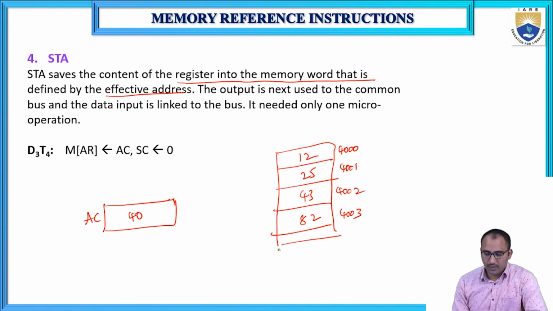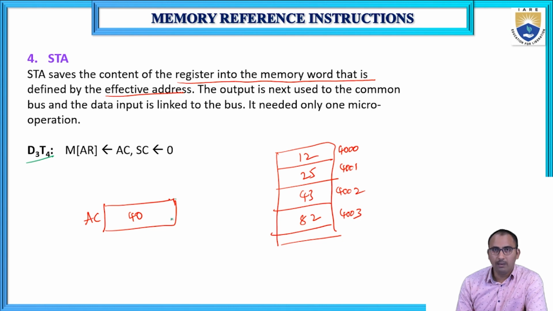So see, during T3, T4, what will happen? The accumulator content will be loaded into the memory. So let us assume some address register contains 4002. If the address register is 4002, then the content 40 we can transfer to this location. So after performing this store accumulator, the contents of the 4002 location will be 40.